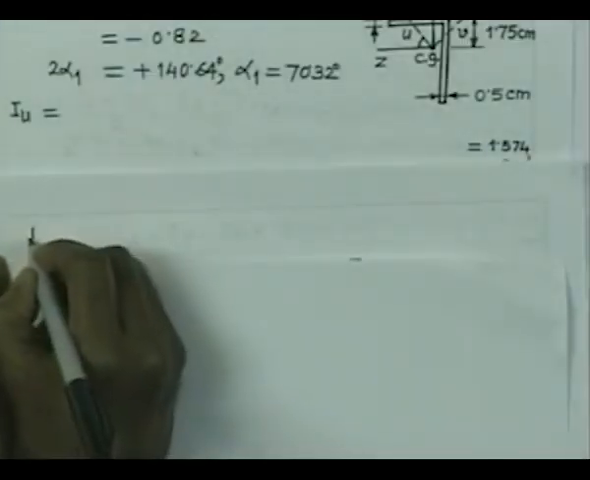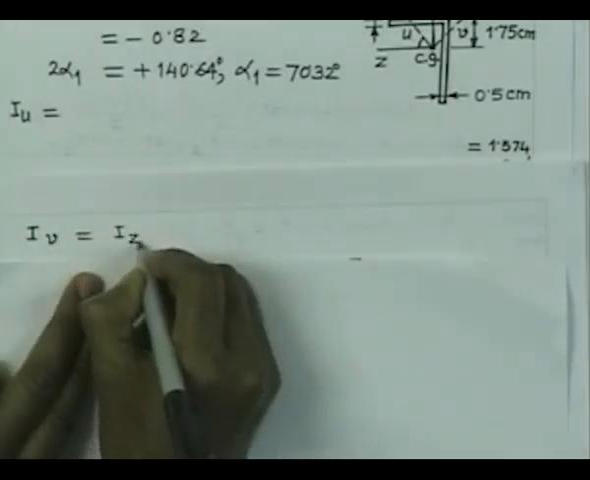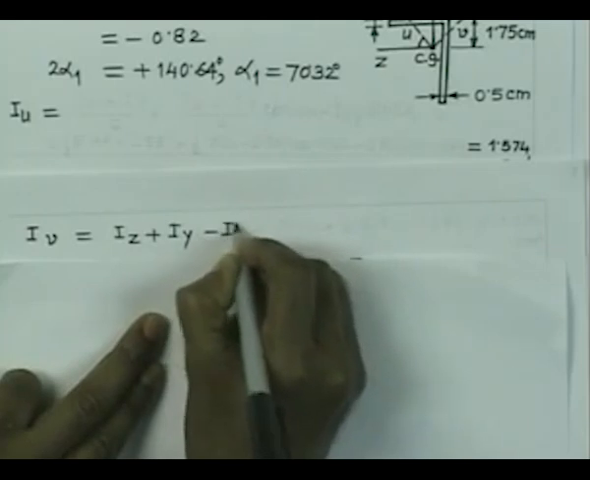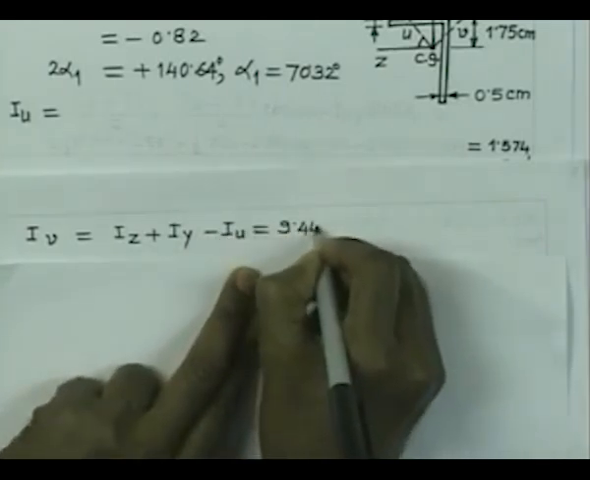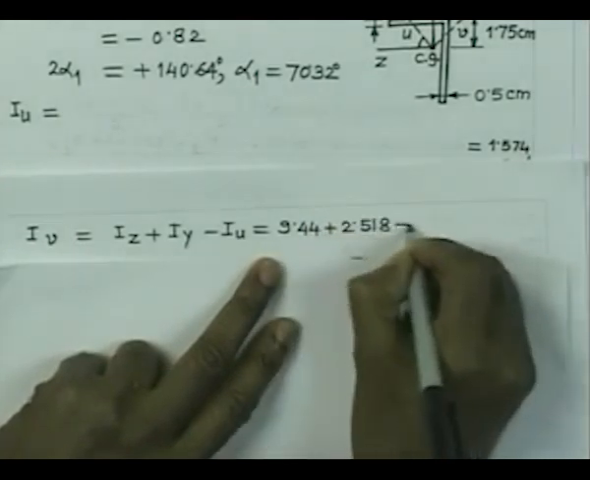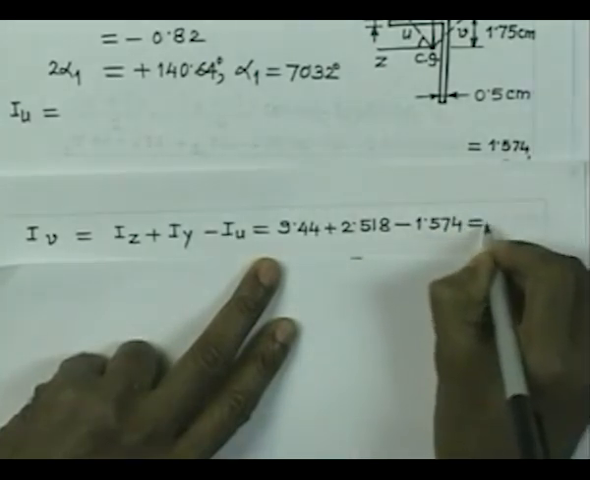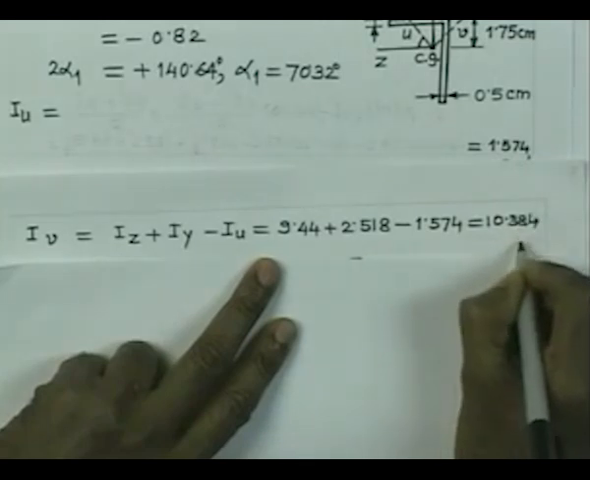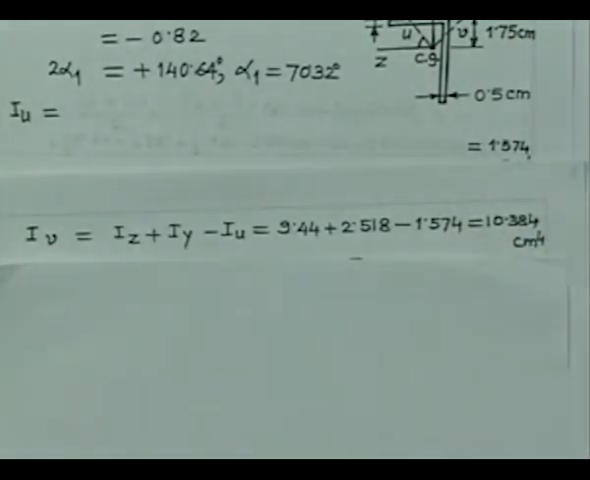So, Iv is equal to Iz plus Iy minus Iu, and therefore, this is 9.44 plus 2.518 minus 1.574, and this gives us 10.384 centimeter raised to the power 4. So, these are the principal moments of inertia.